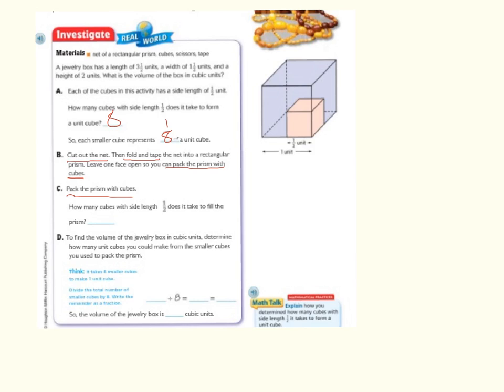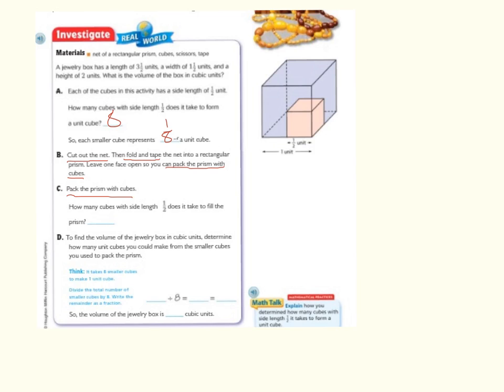I want you to cut out the net. Then you're going to fold and tape the net into a rectangular prism, but leave one face open so you can put the little boxes inside of it. Pack the prism with the cubes. And then count how many cubes that were 1/2 did it take to fill up that prism. Okay, I want you to do that.